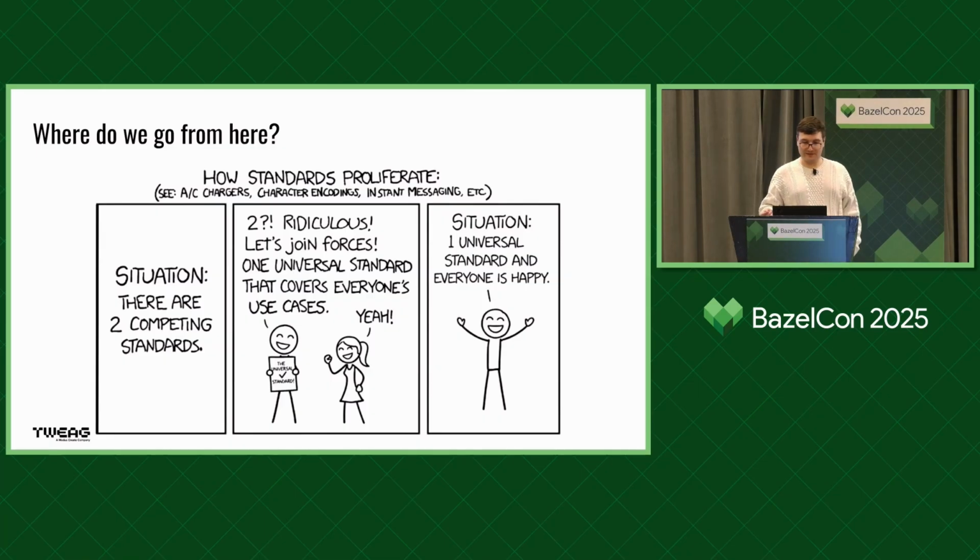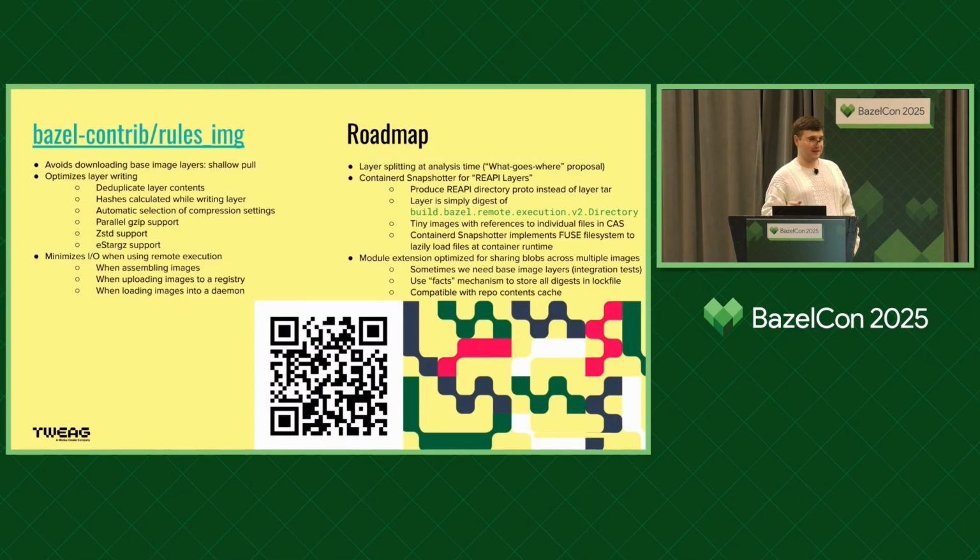So this leaves me with the conclusion to the XKCD. We now have 2 competing standards, or 3. I think in the end we should just join forces and try to solve the actual problem and have a fast solution for everyone. All right, yeah, that was my talk.